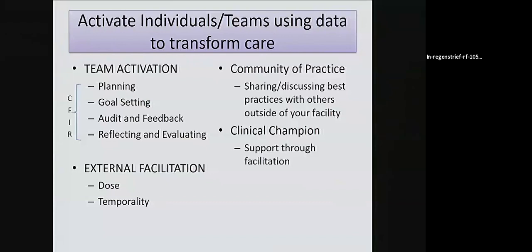Team activation with sub-strategies around those. The external facilitation, where we are tracking the dose and the timing of that strategy. The creation of a community of practice across these 6 sites where they can have the opportunity to share best practices and learn from each other, and supporting a clinical champion at each site. Often a clinical champion emerges, or in the case if they're not necessarily champions, they're site leads, but we support them with our materials and facilitation.